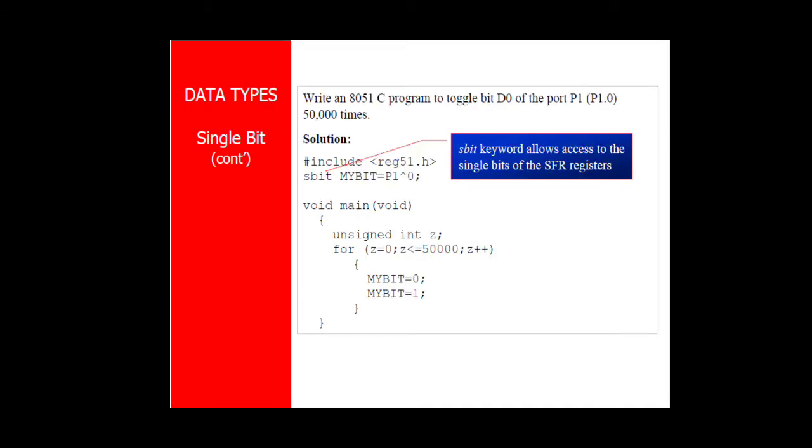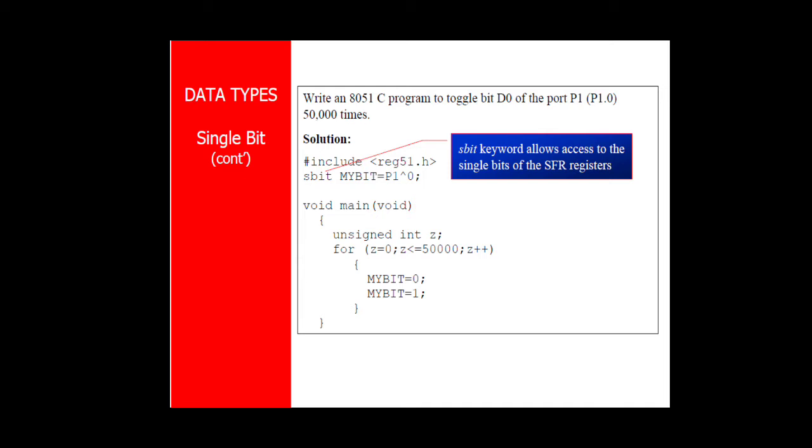We have a simple program here. Write an 8051C program to toggle bit D0 of the port P1. So here we have a special data type that is known as sbit. The sbit keyword is a widely used 8051C data type designed specifically to access single bit addressable registers. It means it allows access to the single bits of the special function registers. So sbit is a data type.